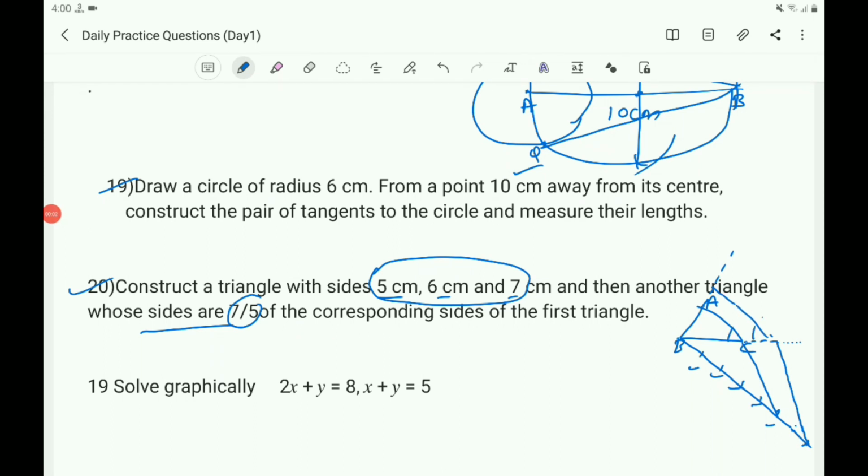By observing the method of drawing the parallel line to the given line through the given point, you draw the parallel line, and then you will get a triangle A dash B C dash, which is similar to the given triangle of sides 5 cm, 6 cm and 7 cm, and the sides of the triangles are in the ratio 7/5. So follow the video and practice the construction.